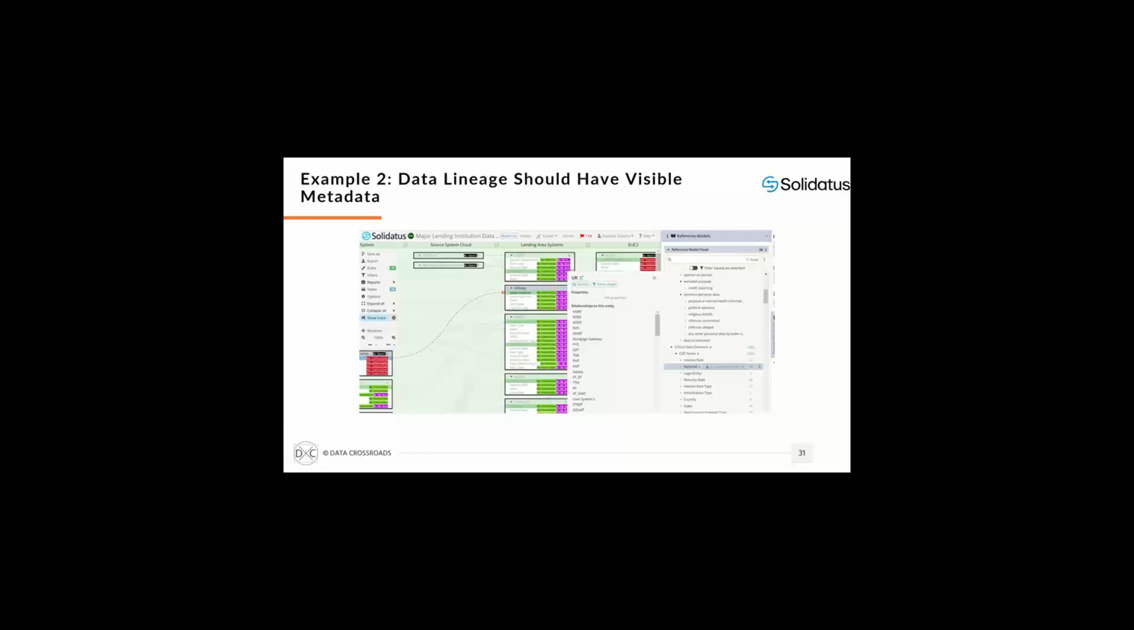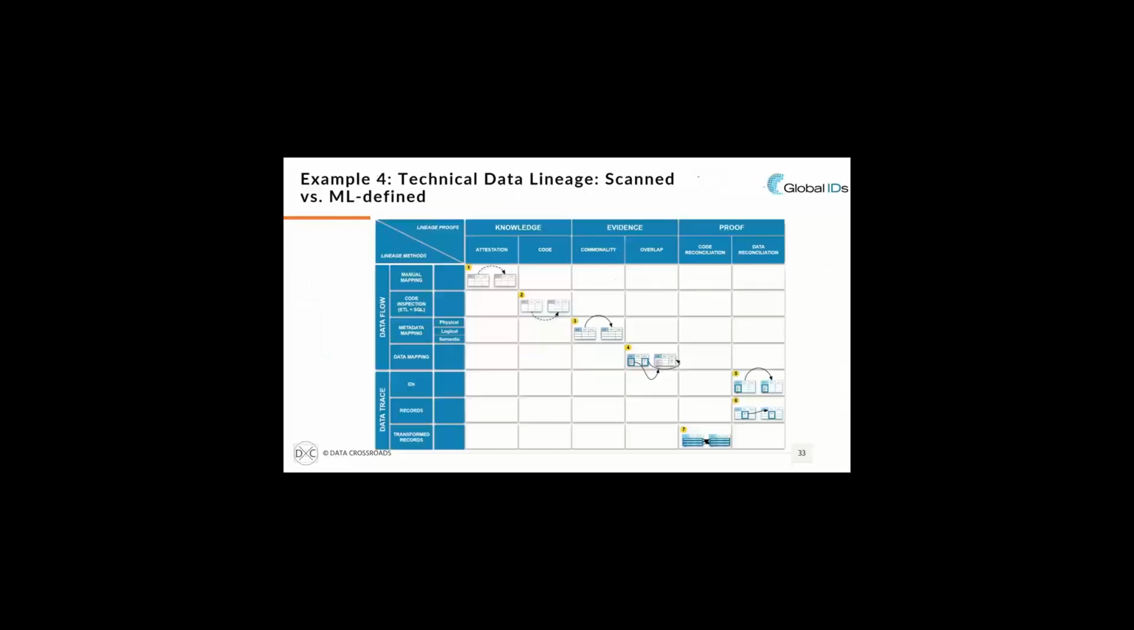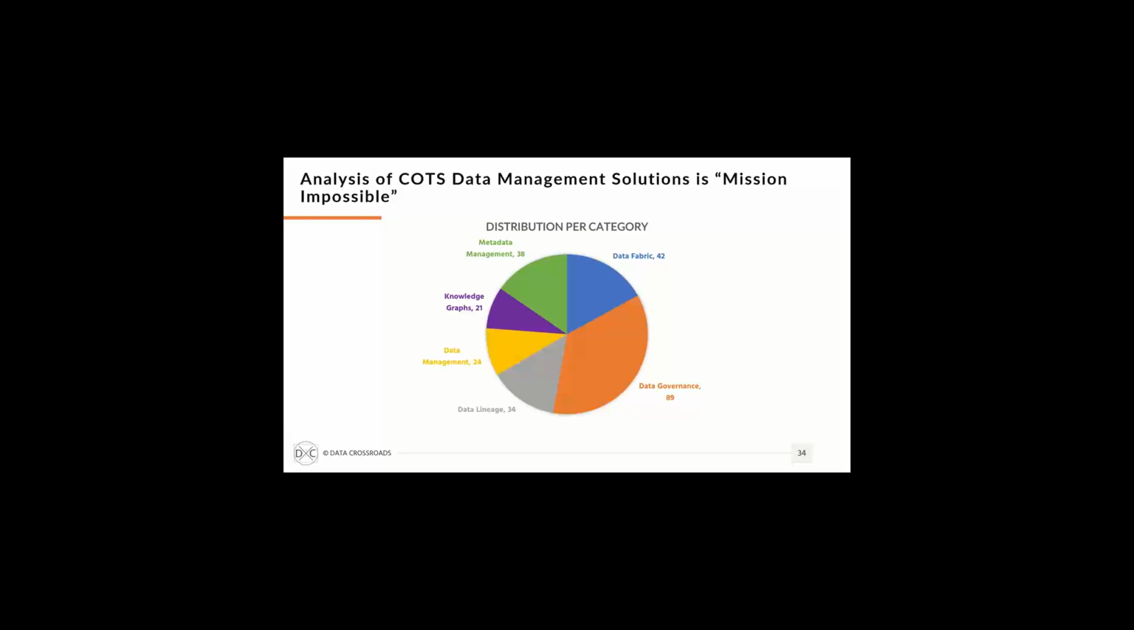So here, for example, you can see metadata as a separate box, or other solutions have other options. But it's something you should really think about when defining your requirements. The following example of the requirements is the drill up and drill down functionalities. This functionality is essential when documenting data lineage at multiple abstraction levels. And so on and so on.